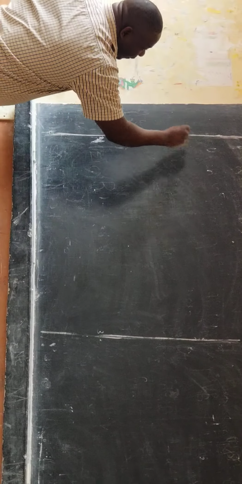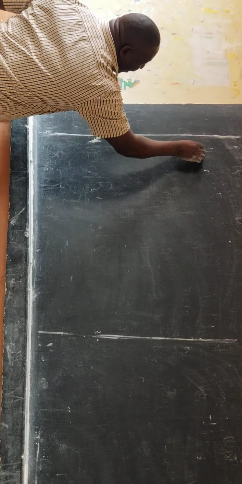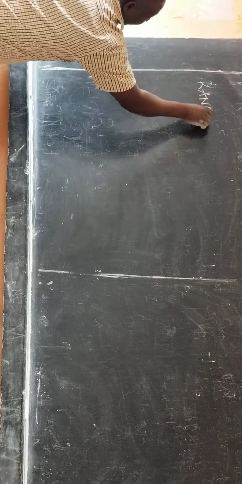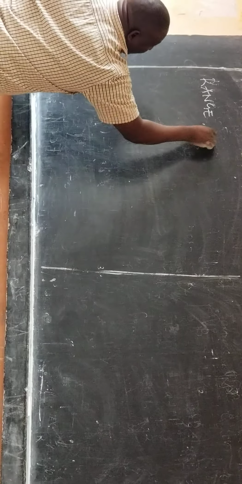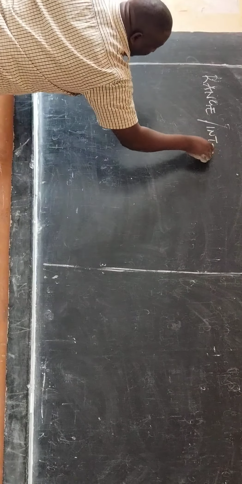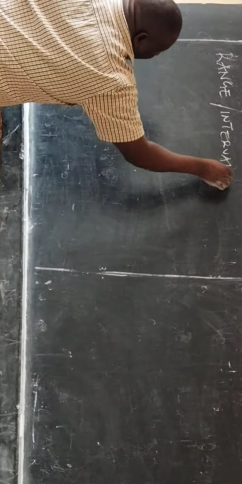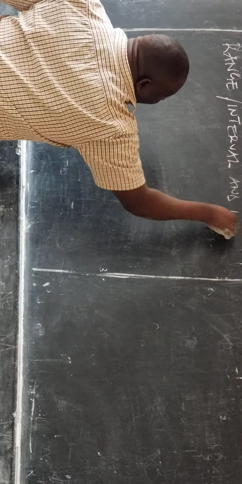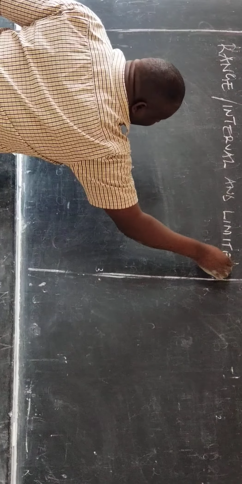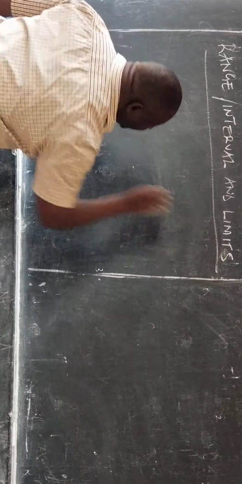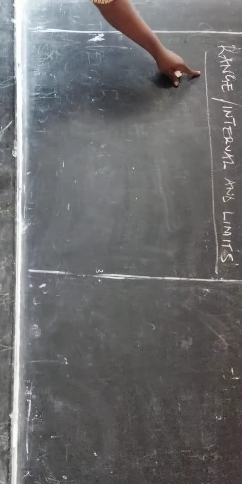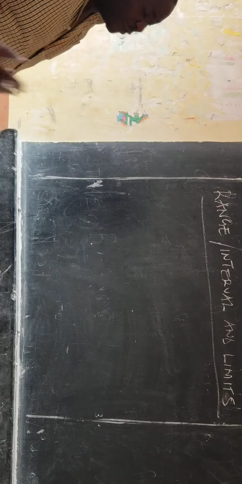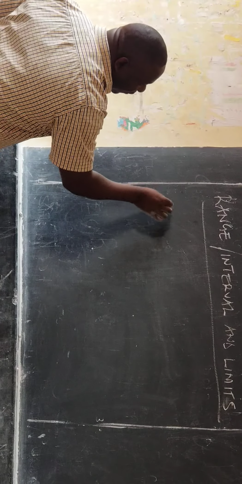We can move on with how to find the range. It is called the range, the interval, and the limits. The limits within which the true value of the expression lies.